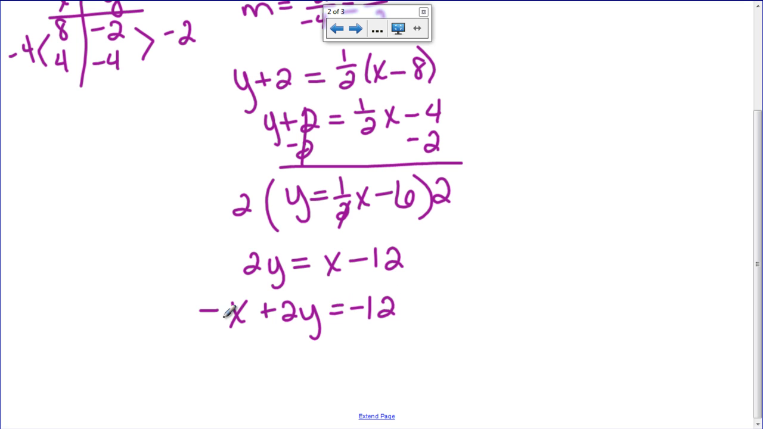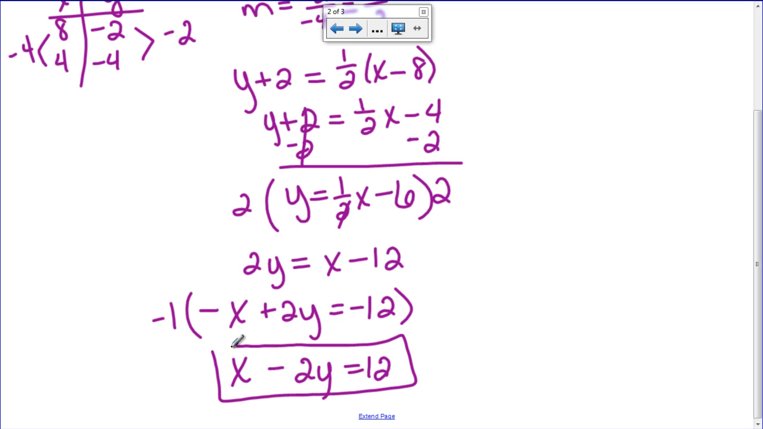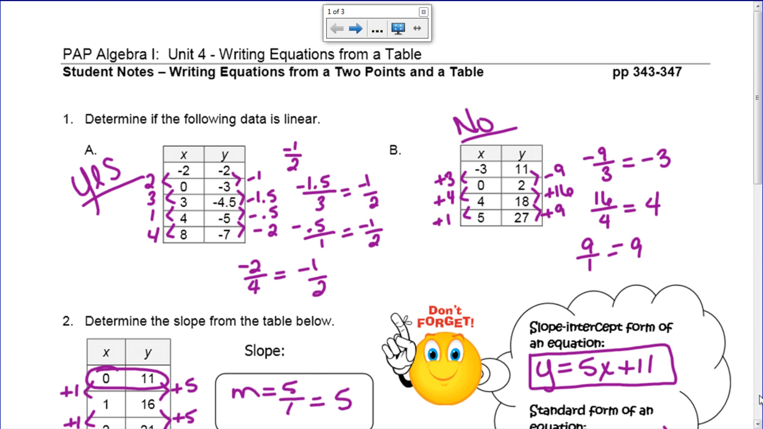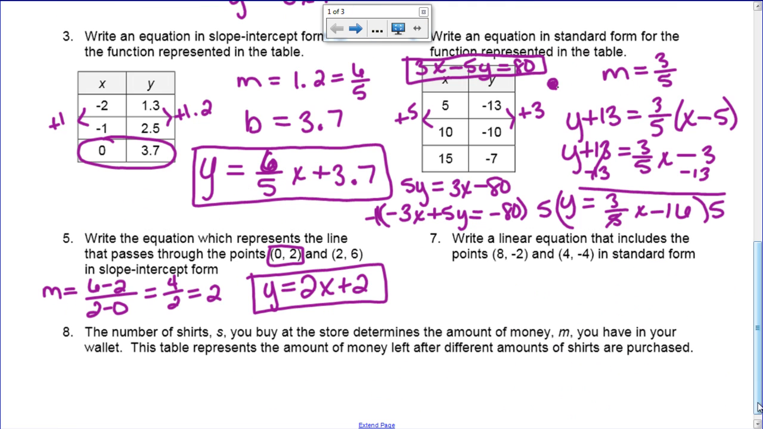And because this number can't be negative, I would multiply the whole thing by negative 1, which would change all my signs. So standard form would be x minus 2y equals 12. And that would be my answer in standard form for that number. So over here, this would be x minus 2y equals 12. And all my work was on the other page there.